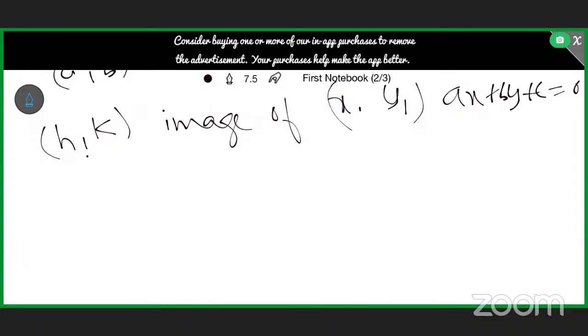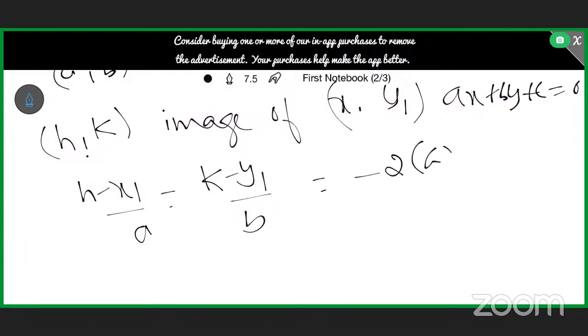(h, k) is the image of the point (x1, y1) with respect to the line. Then (h - x1)/a = (k - y1)/b = -2(ax1 + by1 + c)/(a² + b²).